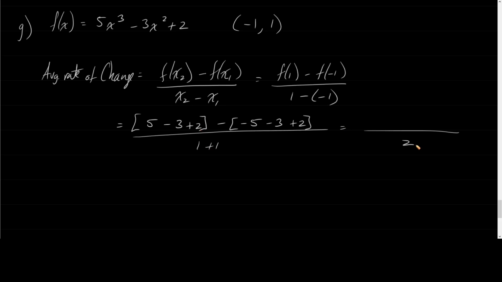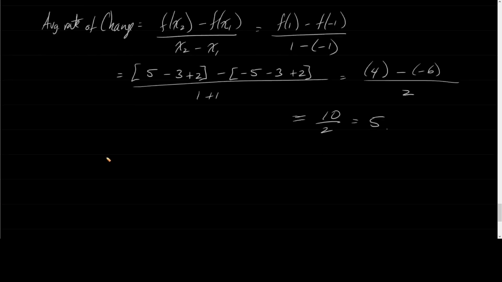Now, let's see what we have. In this first part, 5 minus 3 is 2 plus 2 is 4. Minus negative 5 minus 3 is negative 8. Negative 8 plus 2 is negative 6. And then 4 minus negative 6, that really means plus, right? So 4 plus 6 is 10, and we have that over 2, which gives us 5. Next one. So that was G.